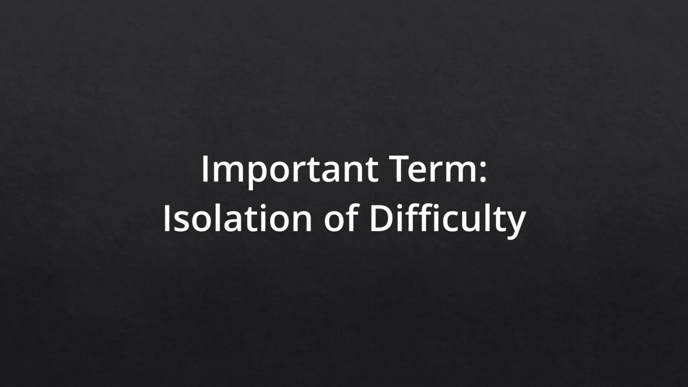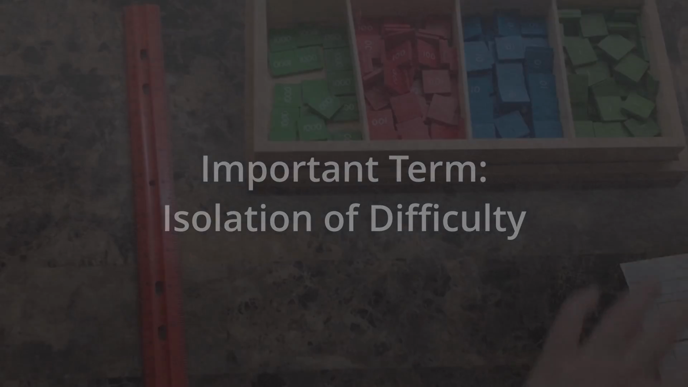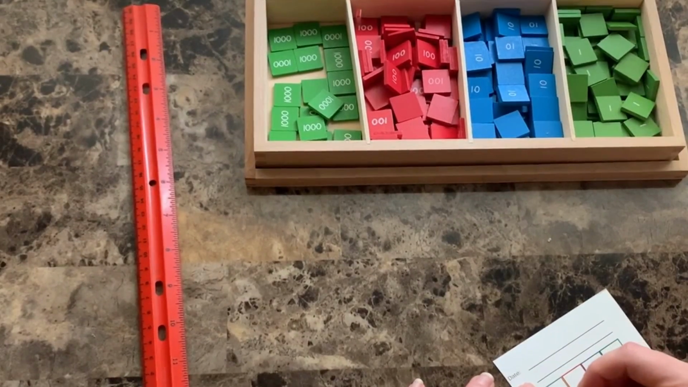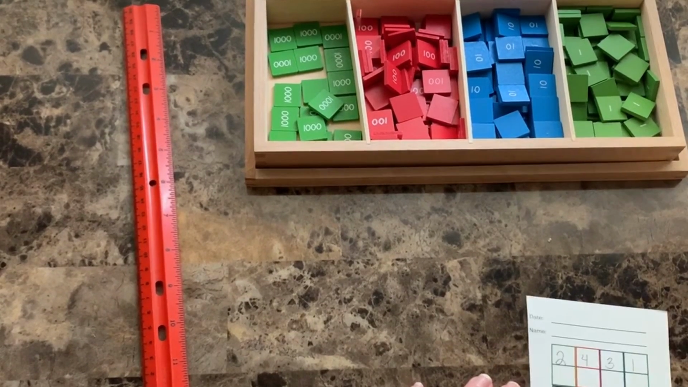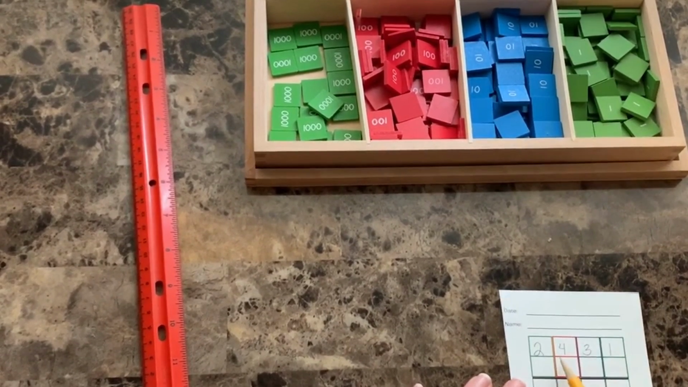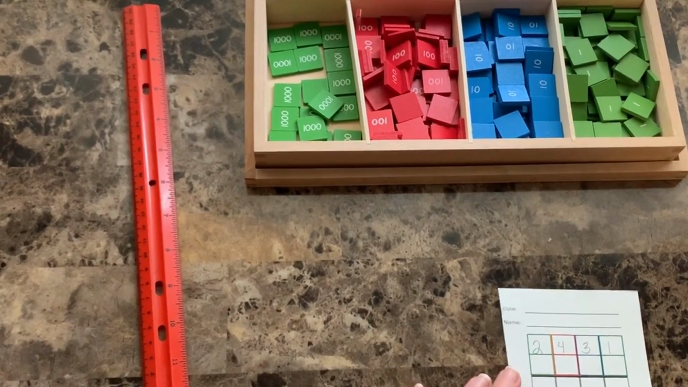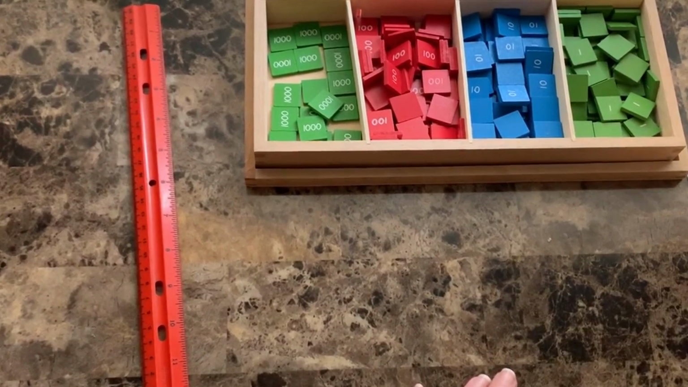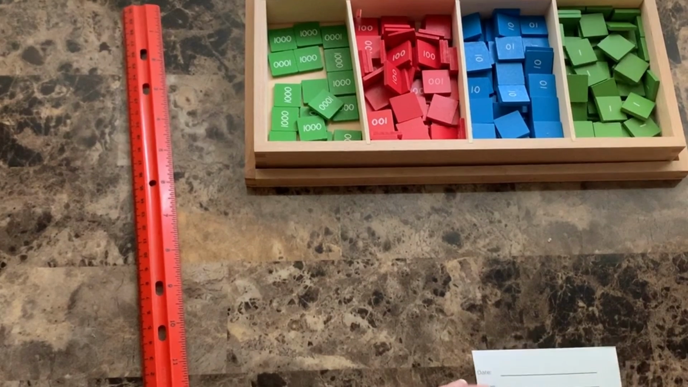And I want you to remember this important term right here: isolation of difficulty. In each exercise that we are introducing, we are exercising an isolation of difficulty. We're not giving tons of difficulties all at once to the student. We're taking one or two things at a time, mastering them, and then continuing forward so that we only have one difficulty at a time that we're introducing.